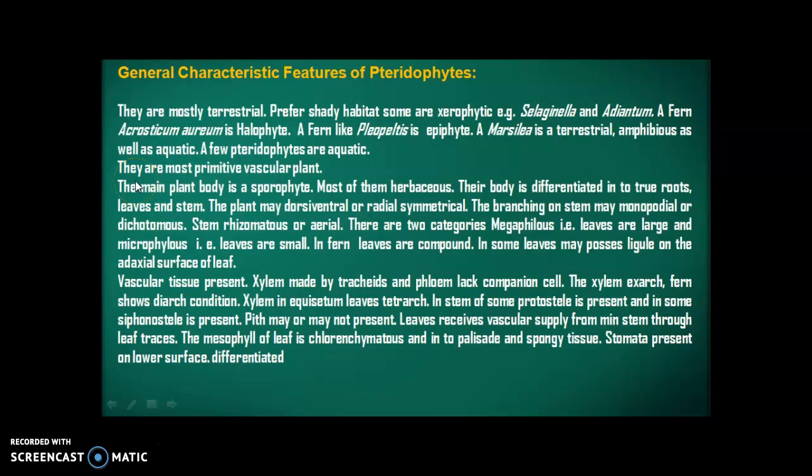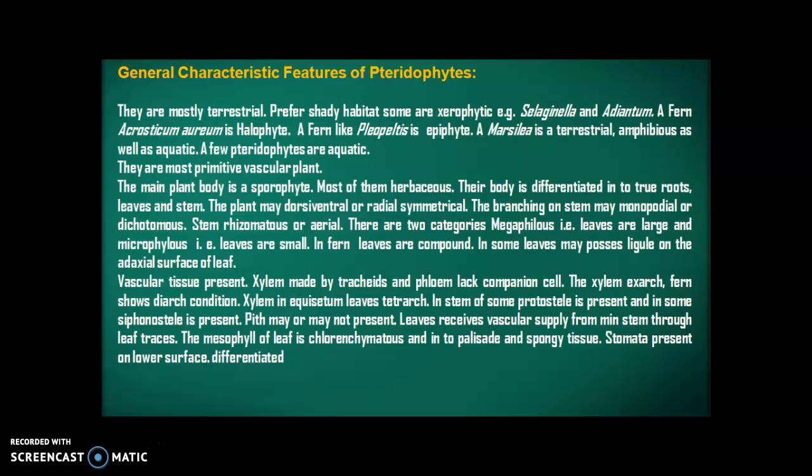The pteridophytes are primitive vascular plants. The main body we see is a sporophyte. Most of them are herbaceous. Rarely one or two show tree habit. Their body is differentiated into true roots, leaves and stem. The plant may be dorsiventral or radially symmetrical. The branching pattern is monopodial or dichotomous. The stem is horizontal, rhizomatous, or aerial.